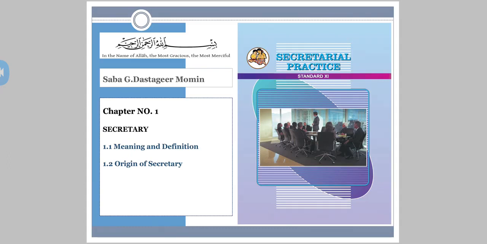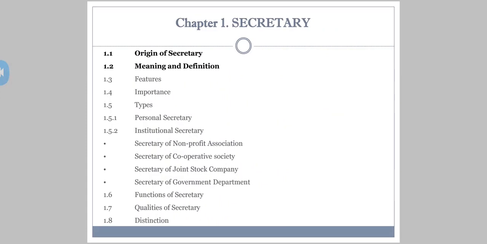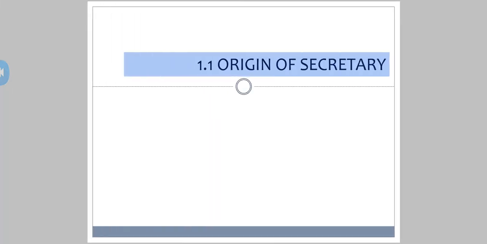With this, we are going to start with chapter number 1, that is secretary. In this chapter, we are going to see the origin of secretary, its meaning and definition, features, importance, its types. Then you have functions of secretary, qualities of secretary. Let's begin with the chapter.